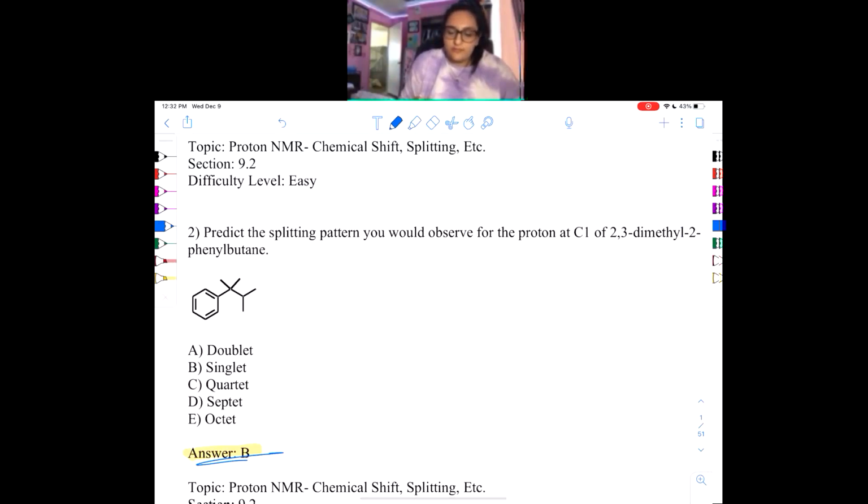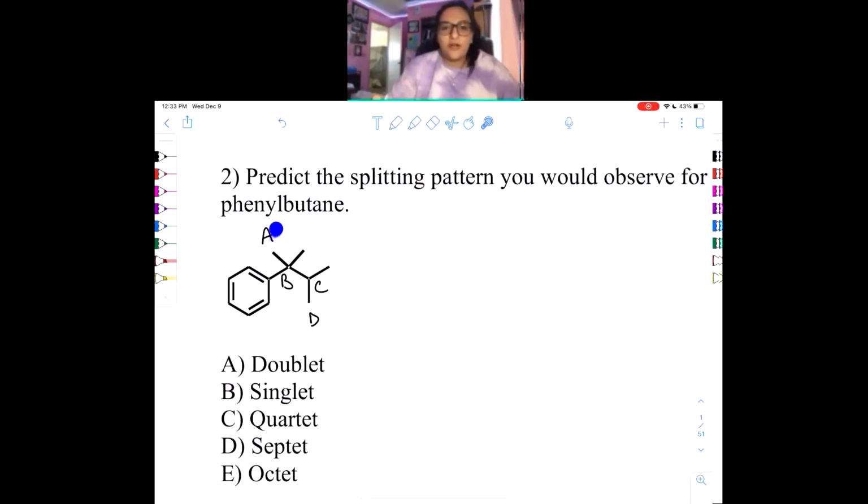Let's say we're doing this one. And here he's almost kind of mean because he doesn't point to which carbon he wants. He just says carbon 1. So let's say we have A, B, C, D. Which one of those would we count as carbon 1? A, yes. And why would we start counting up here at A instead of down here at D?